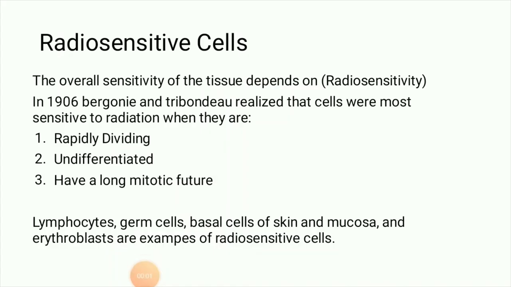The overall sensitivity of the tissue depends on radiosensitivity. In 1906, Bergonie and Tribondeau realized that cells were most sensitive to radiation when they are first rapidly dividing, second undifferentiated, and third have a long mitotic future. Examples of radiosensitive cells are lymphocytes, germ cells, basal cells of skin and mucosa, and erythroblasts.